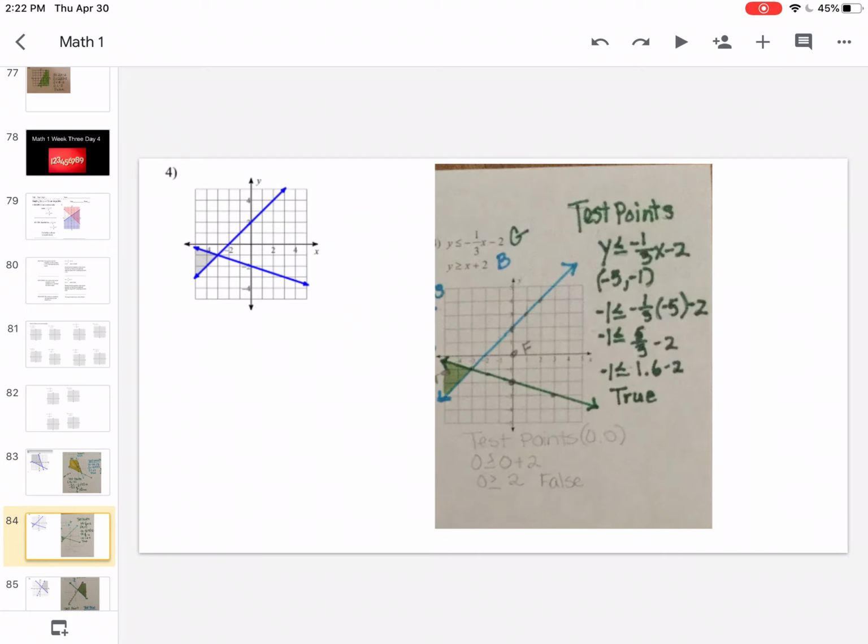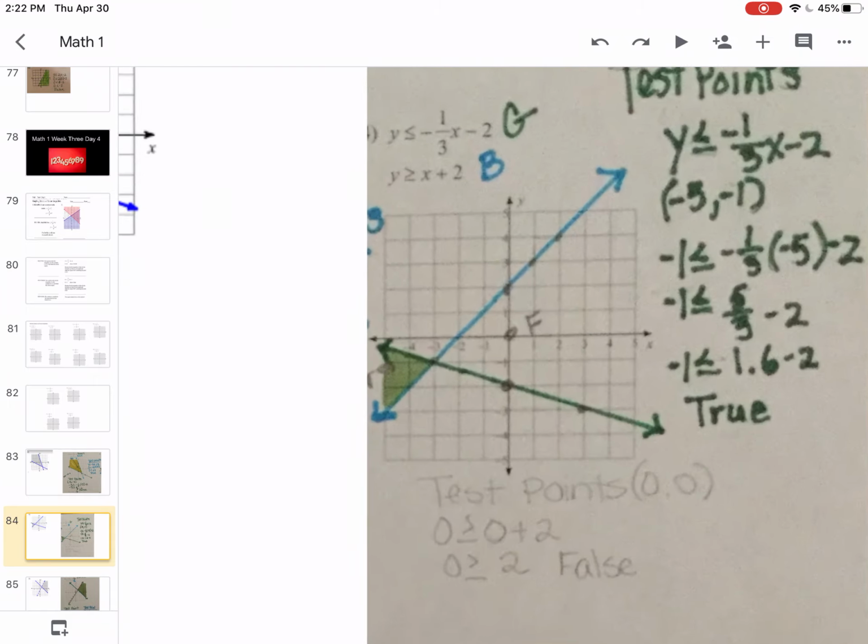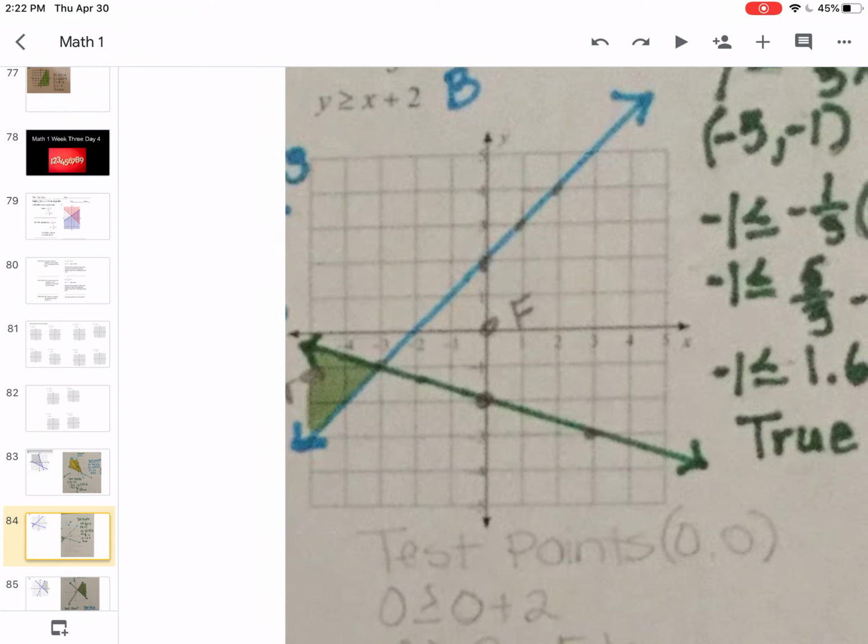So for this one, I've done the same thing. You're graphing your lines, and then you're plugging in those test points. For the first one, I came up with some numbers, like negative 5, I think, I can't read my own handwriting, and negative 1. And then I figured out it's true, so I know that's going to be shaded there. And then in the pencil down there, you could hardly see it, I did 0, 0, and I found it was false. So I know it's not going to include that, where I put the F, that's false.